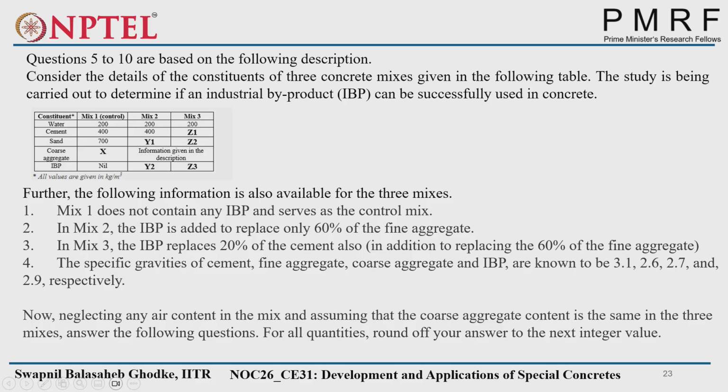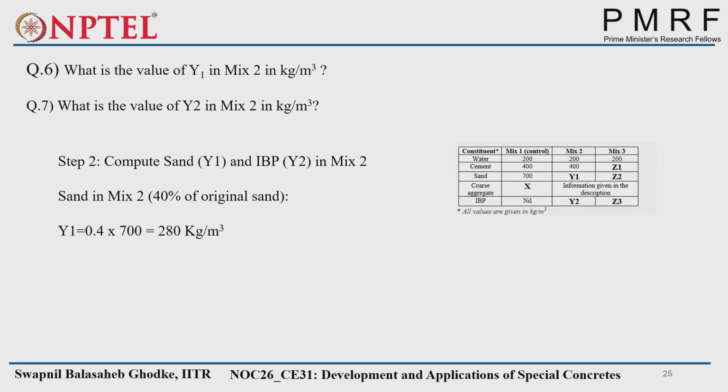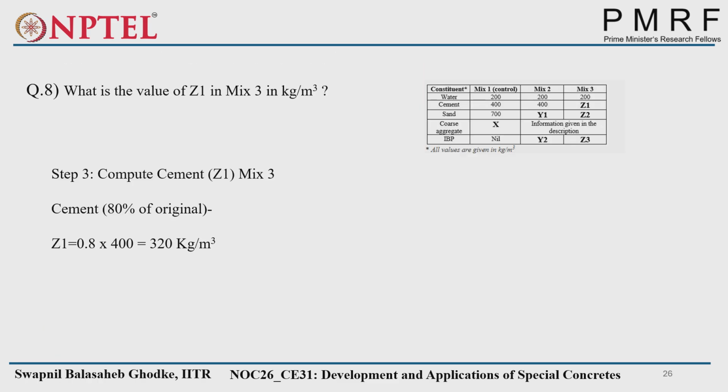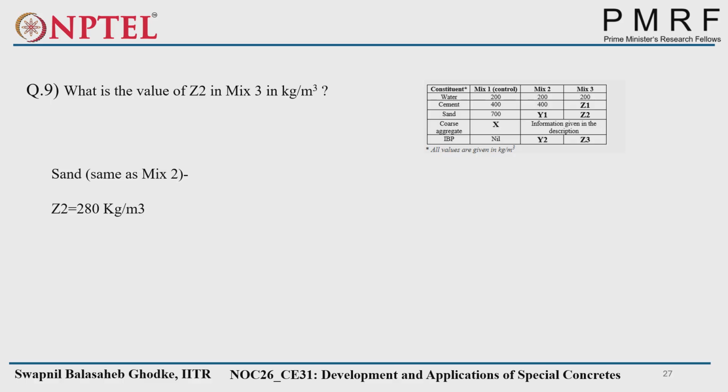But additionally, it says 20% of the cement is also replaced. So out of 400, 20% is gone, remaining 80%. 80% of 400 is 320. So Z1 is 320, and Z2 is 280, because Y1 and Z2 are similar.